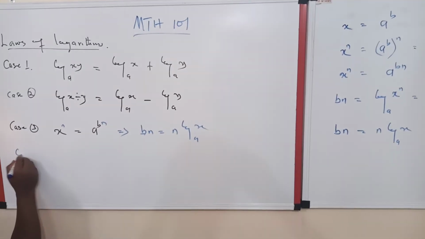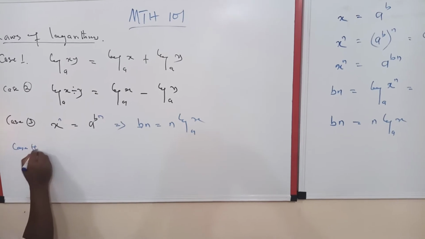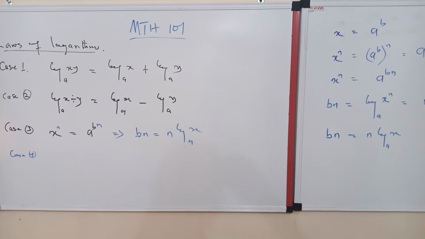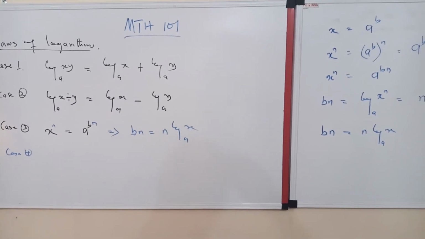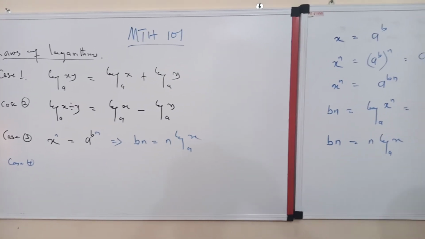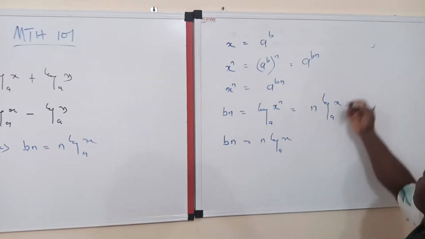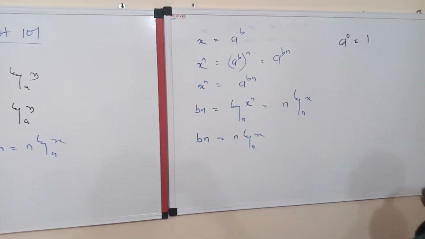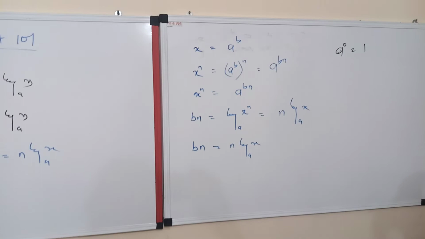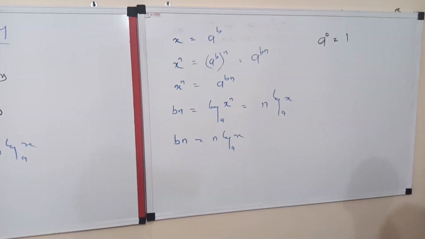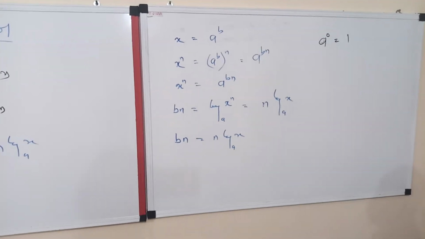Let's consider another case, say case 4. In case 4, this is also powers of 0 as we were studying indices. If we have something like this, we have said that anything raised to power 0 is 1. Now we can also rewrite this in terms of logarithm.